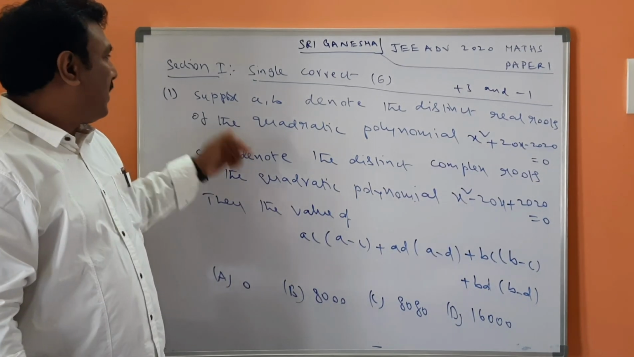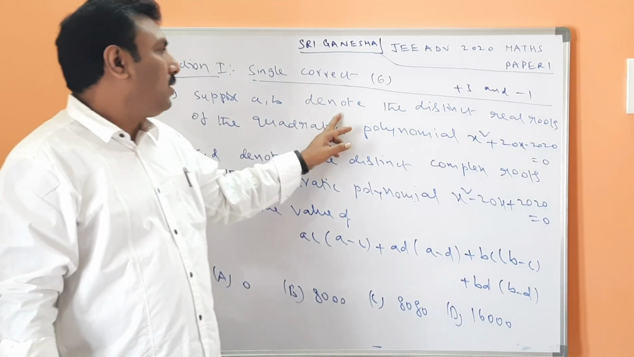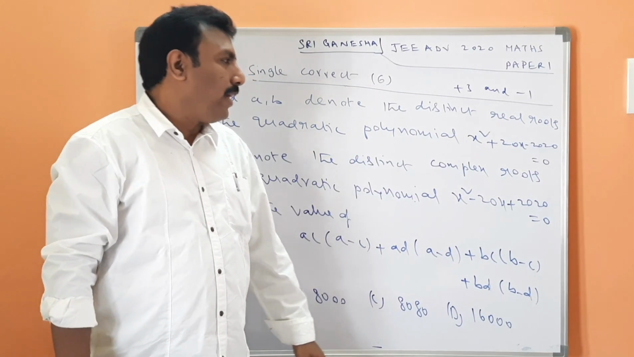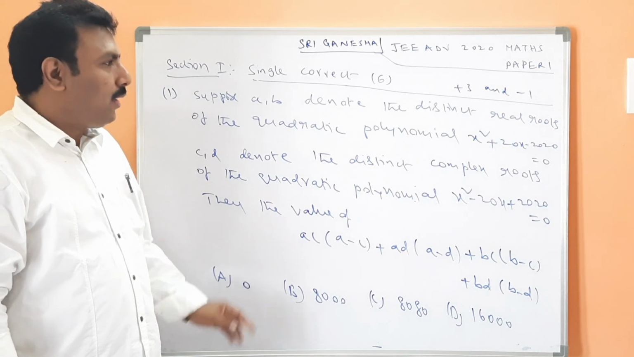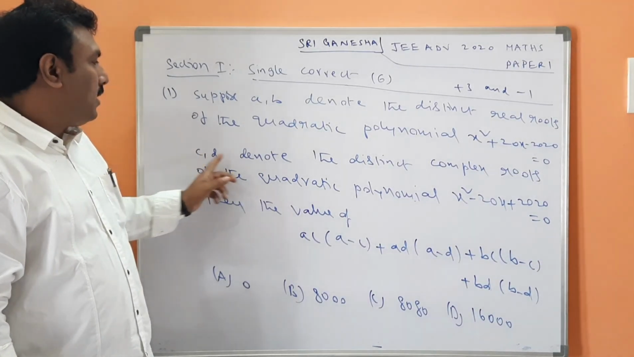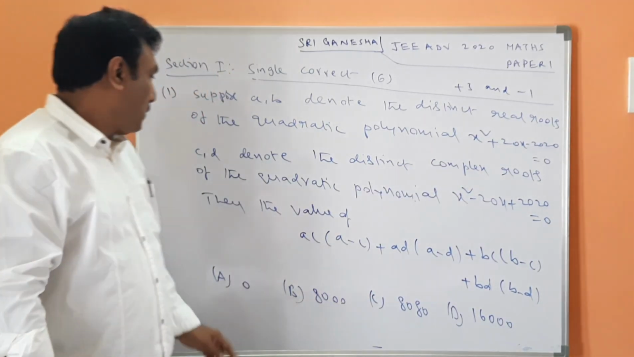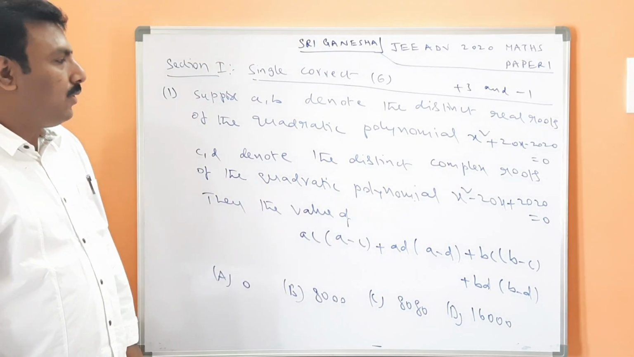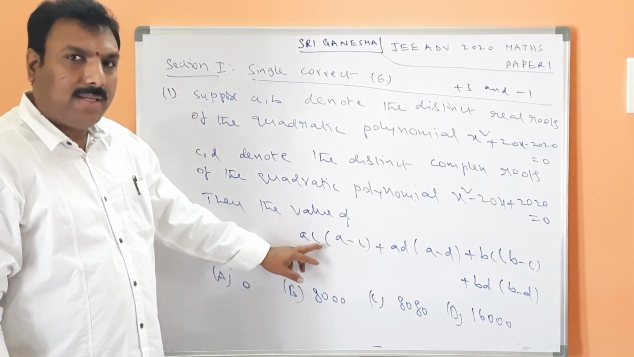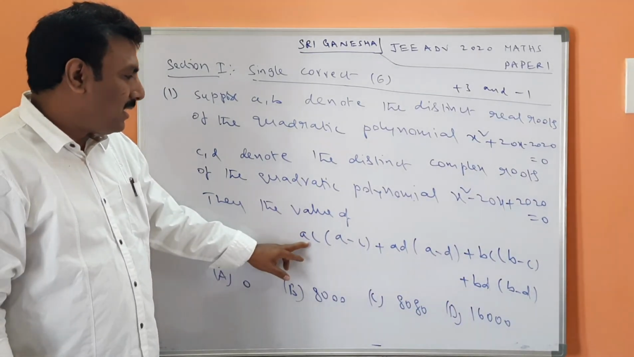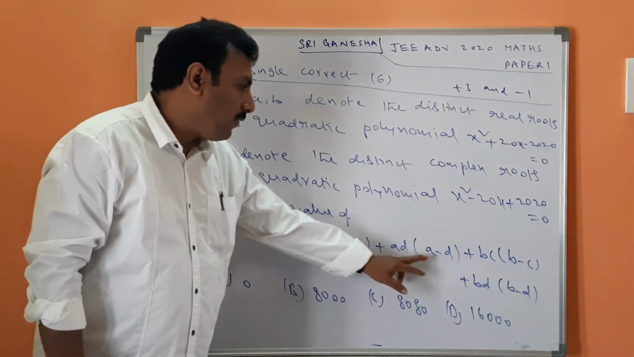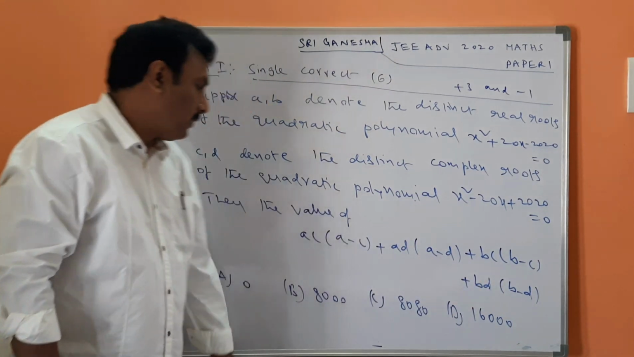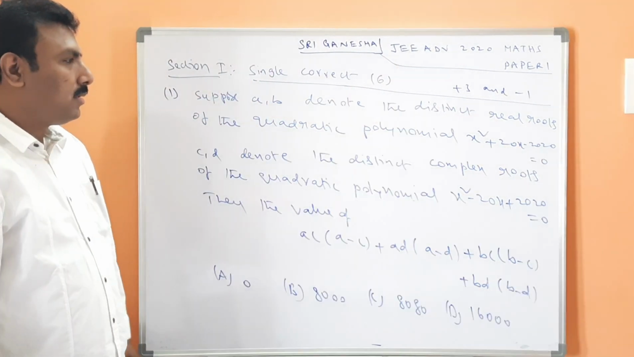Okay, question 1 is: suppose a, b denote the distinct real roots of the quadratic polynomial x square plus 20x minus 20 equal to 0, and c and d denote the distinct complex roots of the quadratic polynomial x square minus 20x plus 20 equal to 0. Then find the value of the expression ac(a minus c) plus ad(a minus d) plus bc(b minus c) plus bd(b minus d). These are the options. Only one is correct.